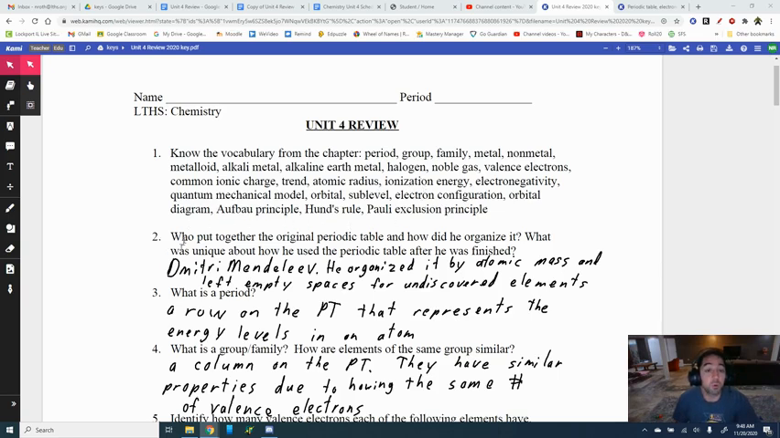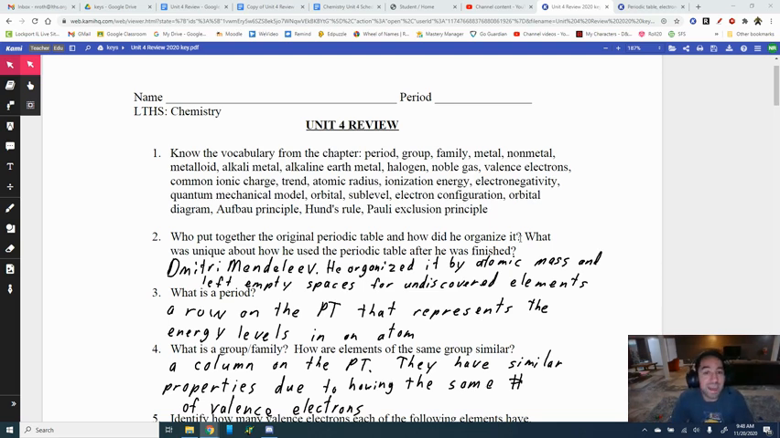So first actual question, who put together the periodic table and how did he organize it? That was Dmitry Mendeleev. Dmitry Mendeleev was the first one to actually put all the elements into one cohesive table. He organized it based on the atomic mass. Now that is different to how the periodic table is organized now. The periodic table is organized now by atomic number.